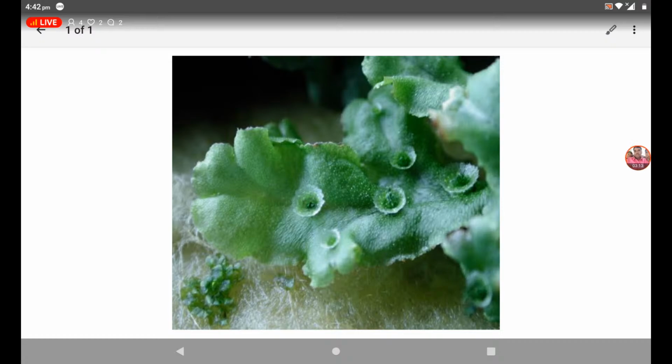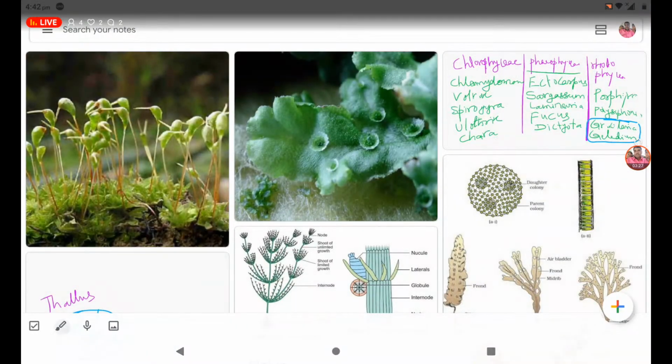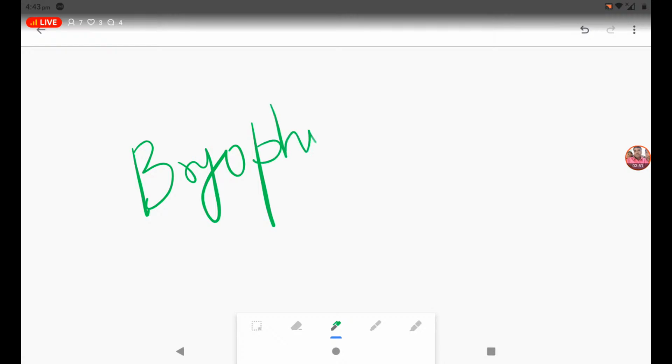Okay, let's continue. Yesterday we discussed types of algae. Today I will continue with types of bryophytes. So the first division is Thallophyta, and the second one is Bryophyta. Regarding Bryophyta only, we will continue today.